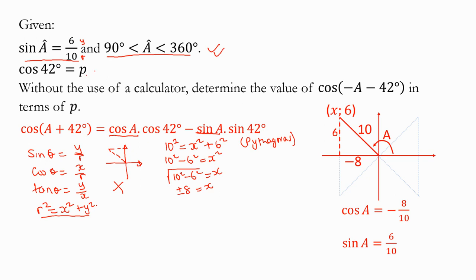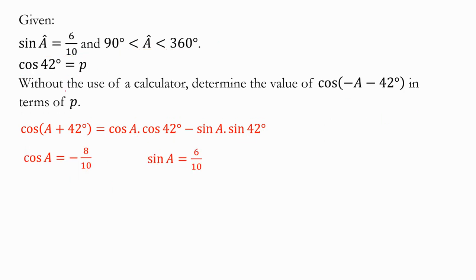And then let's come to this one. Cos 42 is equal to p. This one we can use our right angle triangle. So let's just do that. We have cos 42 degrees is equal to p, which is just the same as p over 1. And remember that cos 42 is x over r, or the adjacent side over the hypotenuse.